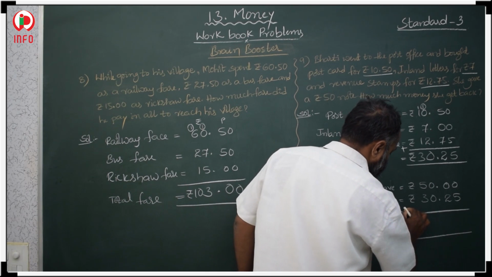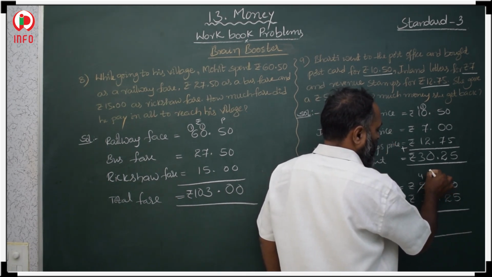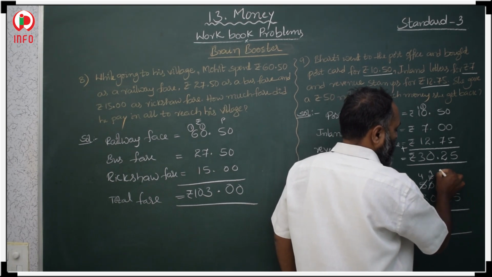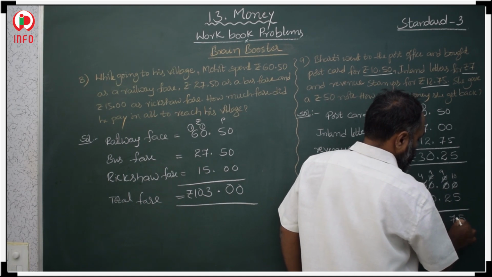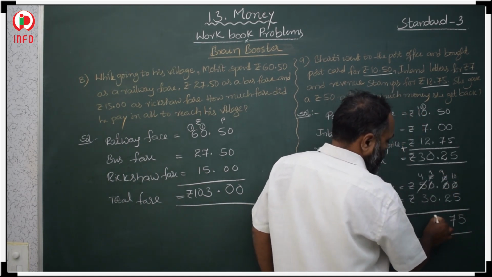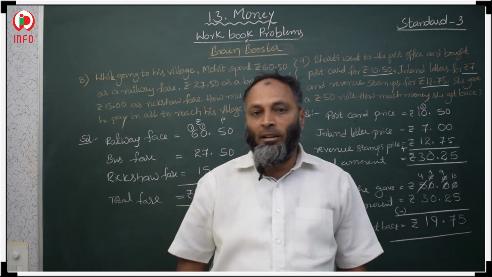Okay, subtract. Then borrow here, here 4, here 10. Again from here 9, here 10. Again from here 9, here 10. 10 minus 5, 5. 9 minus 2, 7. 9 minus 0, 9. 4 minus 3, 1. 19 rupees 75 paisa she will get back. Okay.